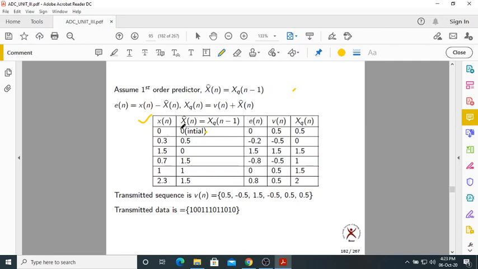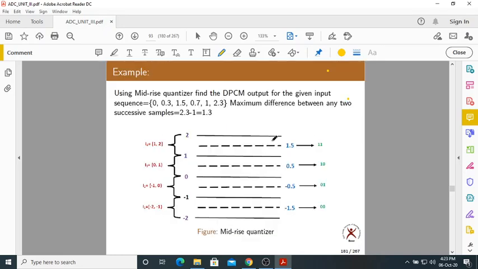Error is 0, because what is error actually? x of n minus x cap of n. This minus this, what is that? 0. Now, if e of n is 0, what is the quantizing? Because see, we are quantizing the error. Please make a note of this. We are quantizing the error. So if the error is 0, what is it quantized to?